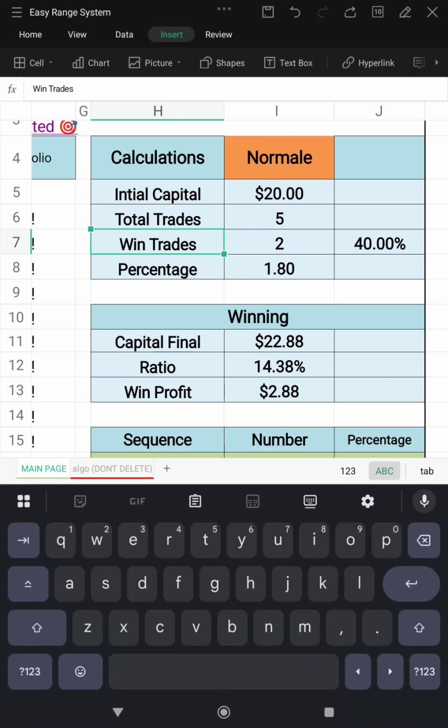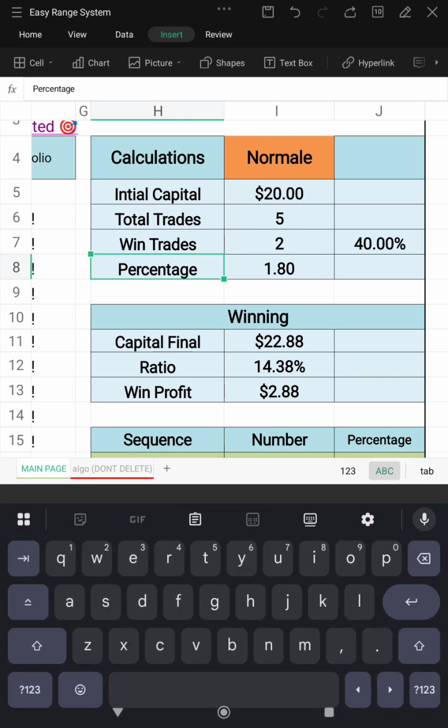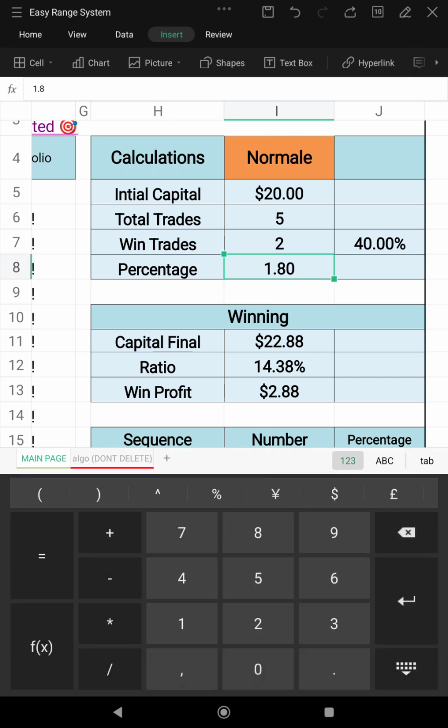So this is a winning trade. You only need 2. Even if you have a bad percentage winning rate strategy, you're still going to come out profitable. This money management sheet is to protect your capital. Okay, so this is the percentage of the trades you're taking. For example, you can see this is 180.